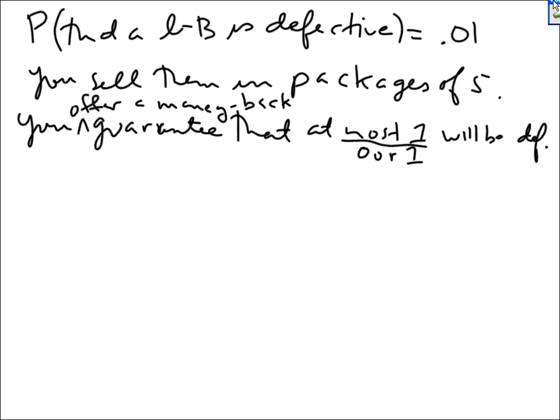I got at most 80 on my test. That is, in your mind, you got 80 or below. You didn't get more than 80. Okay, so one of your customers purchases a package of 5 light bulbs. What is the probability that you have to give the money back?